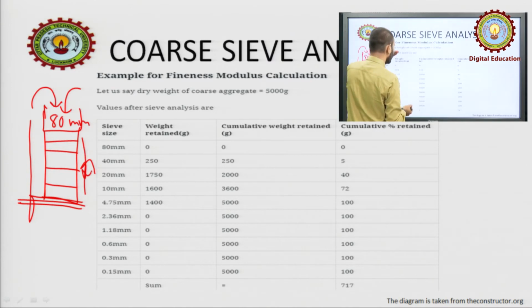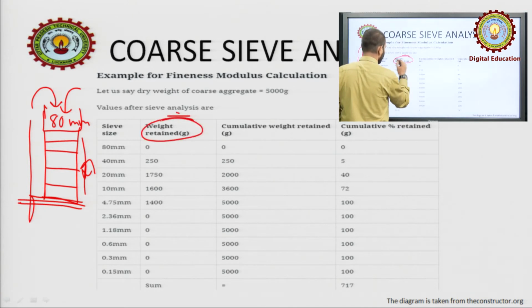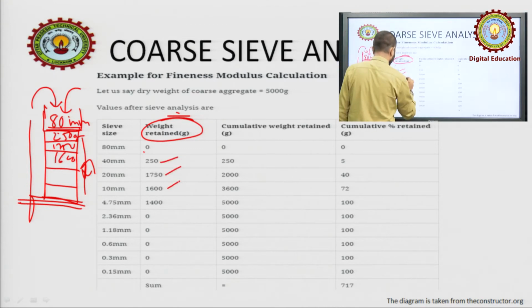So what happens after the test is completed? What we find out is the weights retained. On the 80 mm sieve nothing is retained, meaning it is empty. After that, on the 40 mm sieve 250 grams was retained. Similarly, on the 20 mm sieve there was 1750, then 1600 and so on. So different weights retained were found.